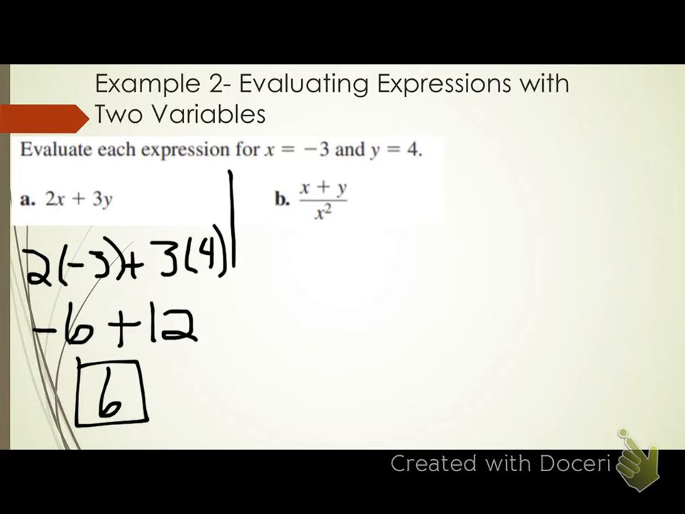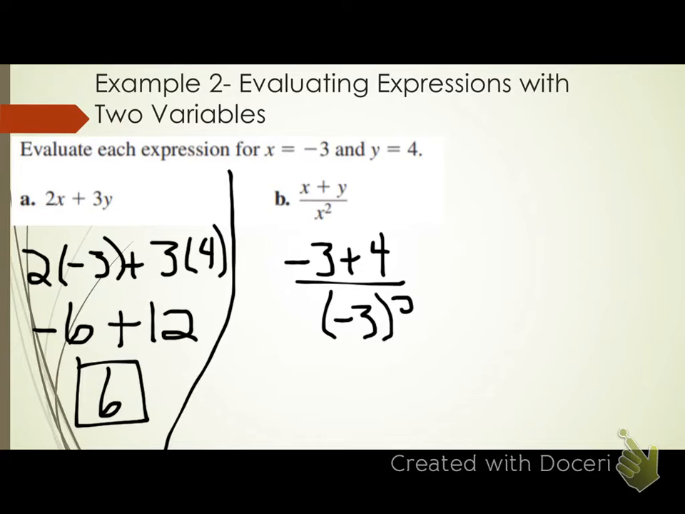Letter B. Same concept, right? I see an x, I replace it with negative 3. I see a y, I replace it with 4. What do I put in the bottom x? What do I replace that with? Negative 3. But I already put a negative 3 up here. Is it limited to just use it one time? No. Anywhere I see an x, I replace it with negative 3. Any questions there?